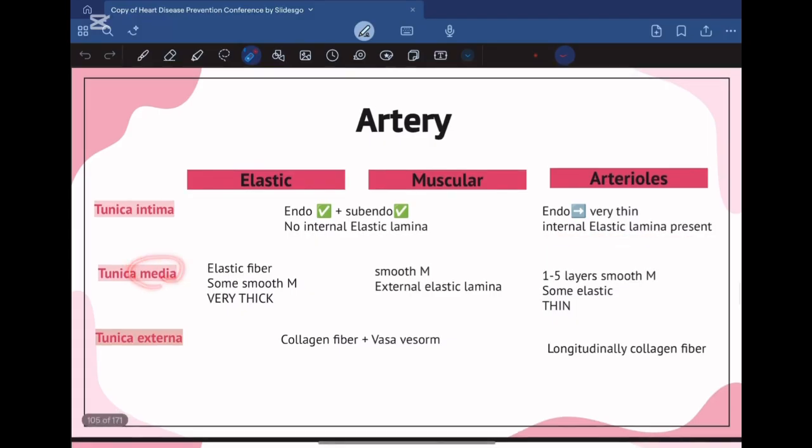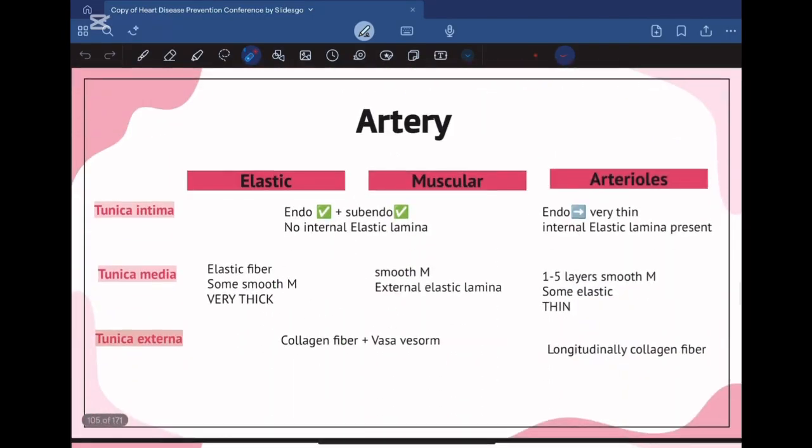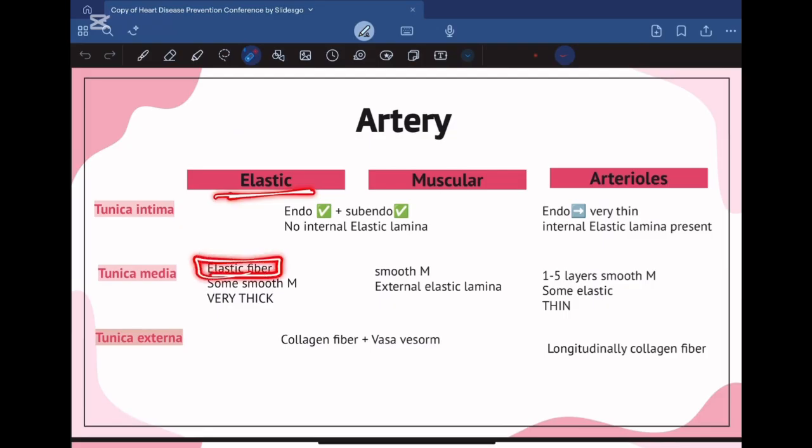Moving on to the tunica media. Now for the elastic and muscular, here we will see the differentiation. For the elastic, from its name, it contains more elastic fibers in the tunica media, as we discussed, depending on the location. So in the elastic artery most of the media will be elastic fibers and it is very thick. Once you see a picture with a very thick tunica media, immediately this is an elastic artery. Now the muscular contains mostly smooth muscles, and the external elastic lamina will be visible. I can appreciate the external elastic lamina, but here not that much, so we will see this and discuss it in the picture. For the arterioles, the tunica media has 1 to 5 layers of smooth muscle and some elastic, and it is very thin.